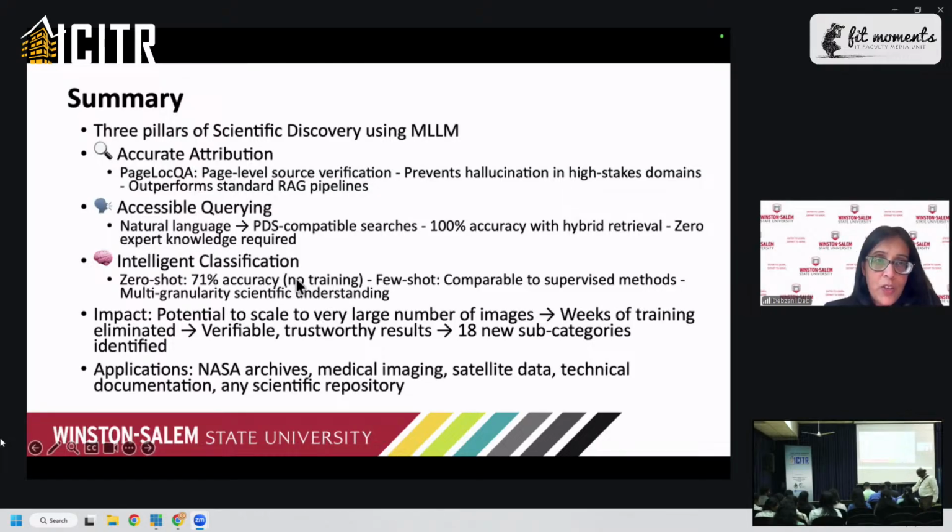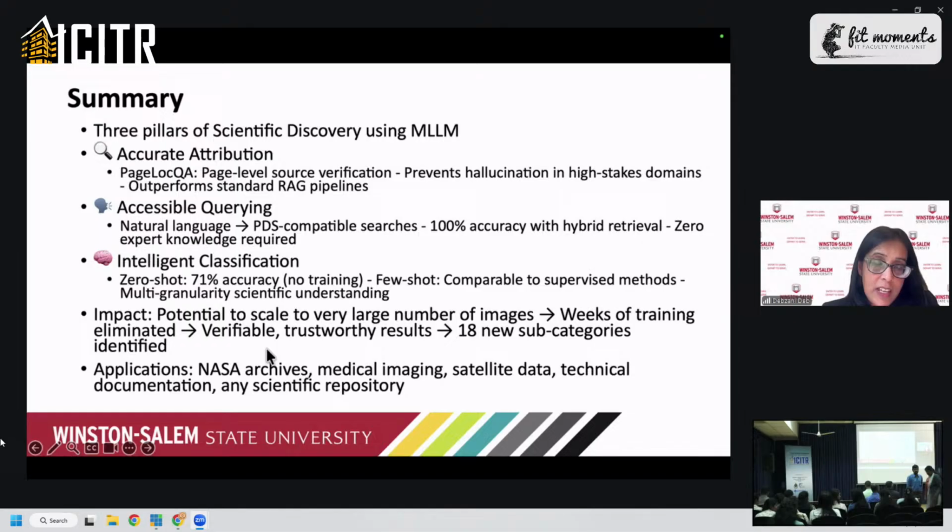The first one, PageLog QA, basically allows us to do source-level verification. So it prevents hallucination, and allows us to build a high-stakes, domain-specific question answering system. Then the second one is accessible querying. We are able to access a very large scientific repository, an image repository in particular, and ask natural language questions.